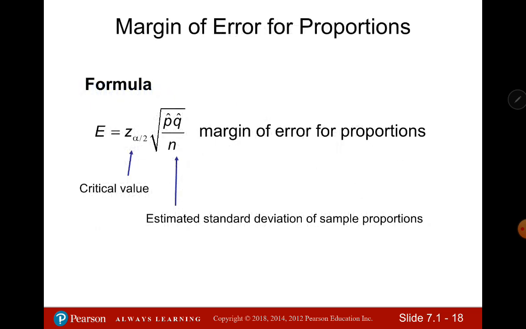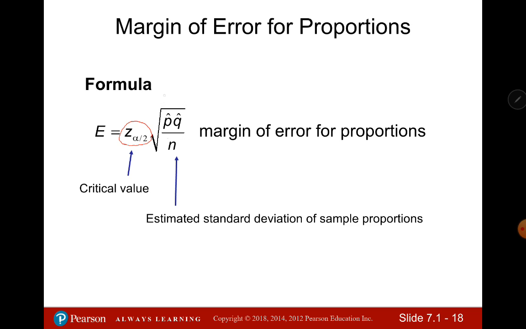Now we have the formula of how we can get the maximum error or margin of error. So that's why we need to learn how to get the critical value C sub half alpha first. We need this critical value to calculate the margin of error. That's the first term in this formula, the critical value. So the critical value is extremely important.